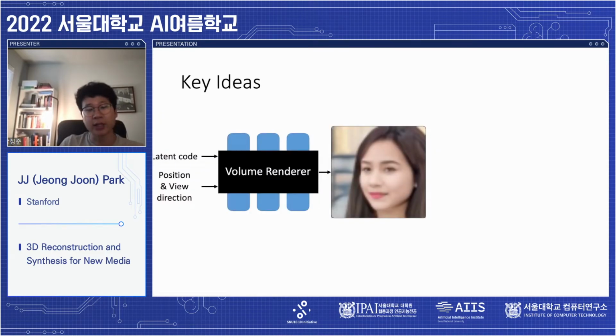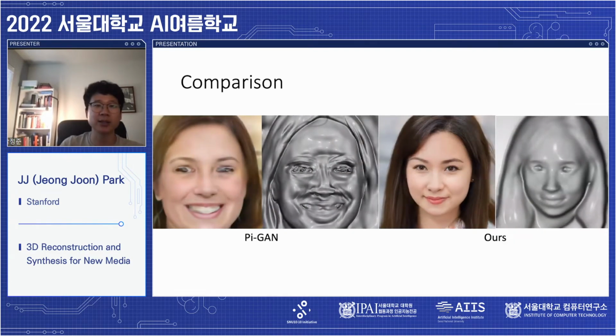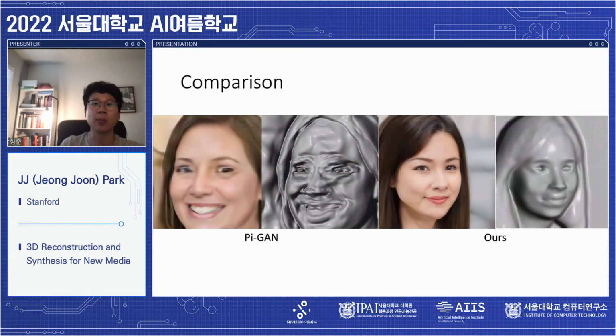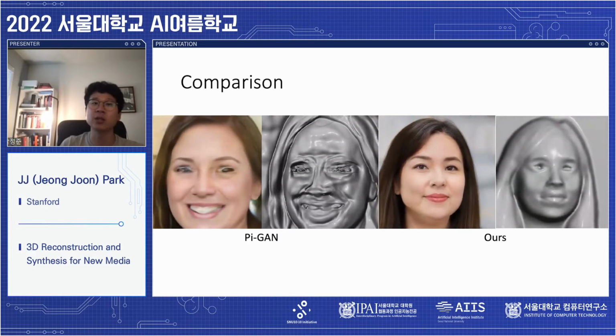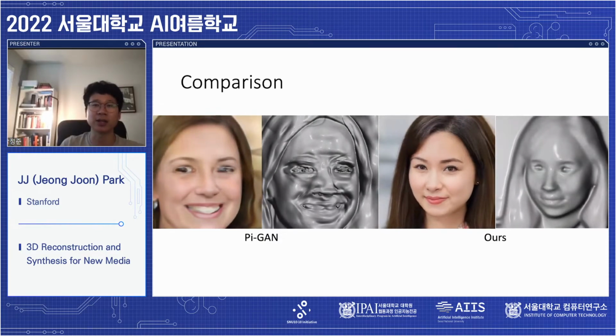And then another key idea is that we combine the low resolution volume renderer with a StyleGAN generator. We first use a 3D scene representation to do the neural volume rendering. And then we upsample it using a StyleGAN network to render a high resolution image from a particular viewpoint. And as a comparison, you can see that our method produces much nicer 3D consistent images and also consistent and nice depth maps that you can see on the right side.